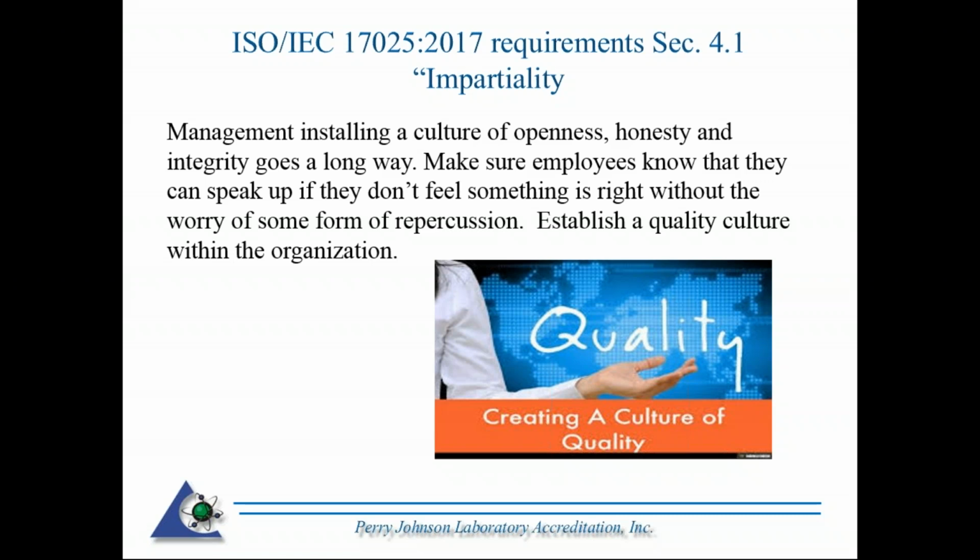I think overall management creating what I have referred to here as a culture of quality. Therefore, instilling a culture of openness, honesty, and integrity goes a long way. Make sure employees know that they can speak up if they feel something is not right without the worry of some form of repercussions. Establish a quality culture within the organization.